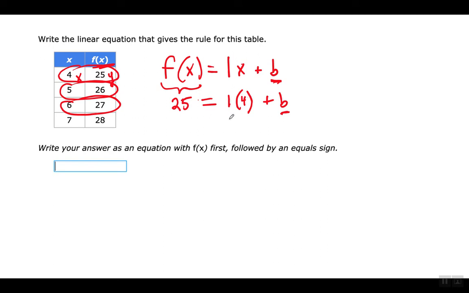So 1 times 4 is 4. So now I got this. Now the only thing left to do is move the 4 to the left by subtracting 4 from both sides. So B equals 21. The y-intercept is 21.